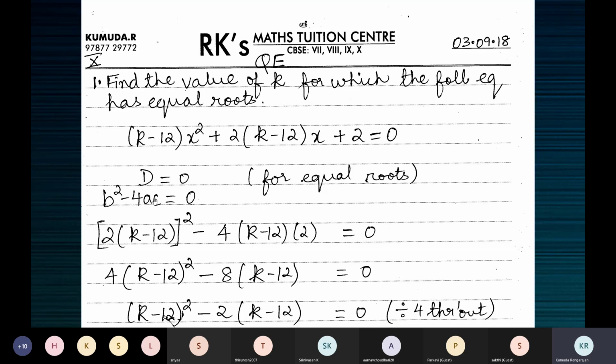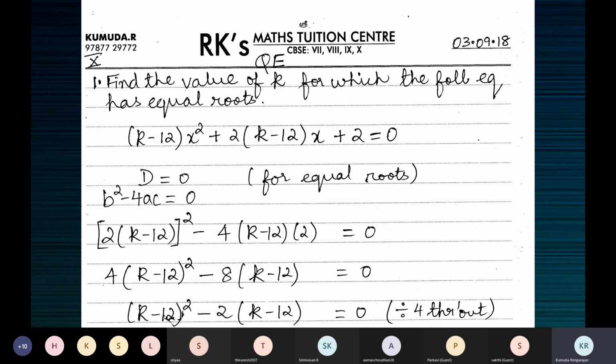That means the value of D is 0. When the equation has equal roots, or when it is given that the equation is a perfect square, the condition is D is equal to 0. Only if it's a perfect square it can have equal roots. So when it is given that the quadratic equation is a perfect square or it has equal roots, that means the value of the discriminant is 0. So that's the condition. Now if D is 0, that means B square minus 4AC is 0.